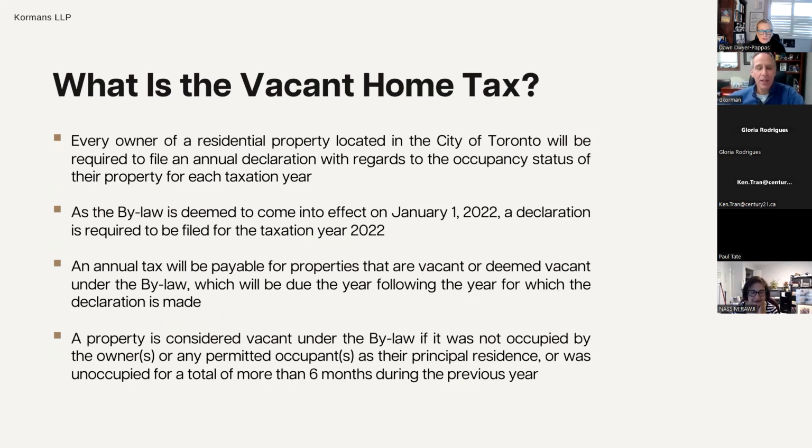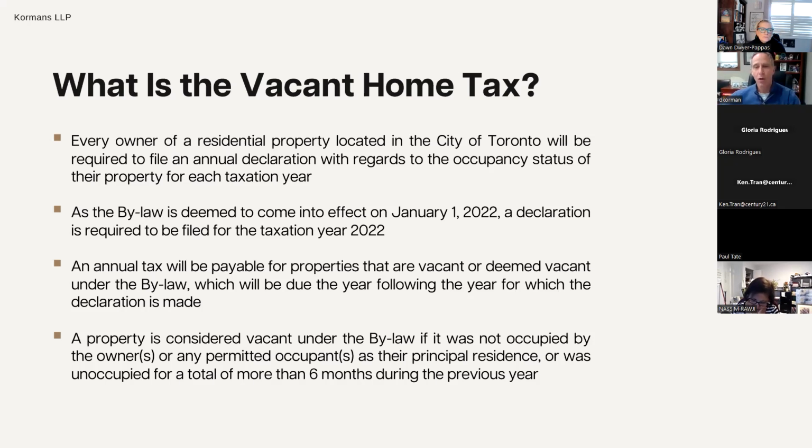So every homeowner of residential property in the city of Toronto has to file an annual declaration to explain what the occupancy status of their property was in the prior year. So that's everybody. You own a home in the city of Toronto, you have to go through this process of filing a declaration in the following year. They don't know if there's 2% vacancy, 5% vacancy. They'll figure that out eventually. But what we do know is 100% of owners have to file this declaration to make a statement of how the property was used in the prior year.